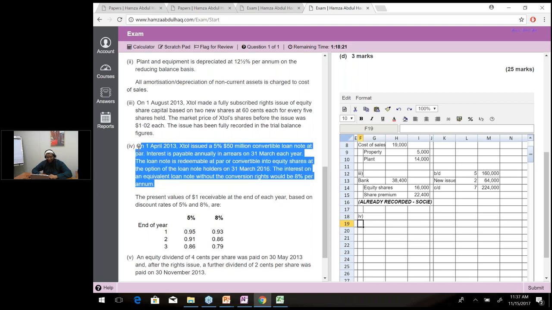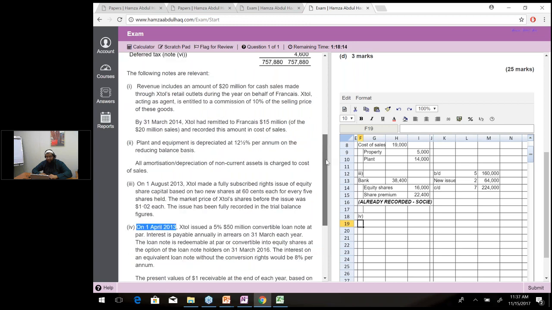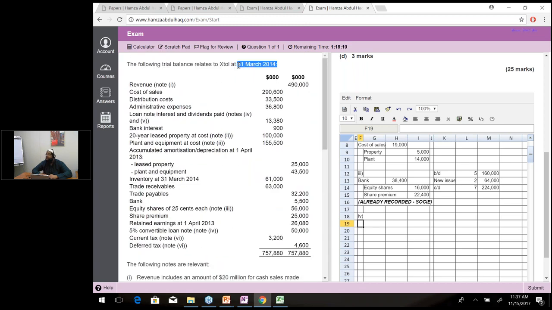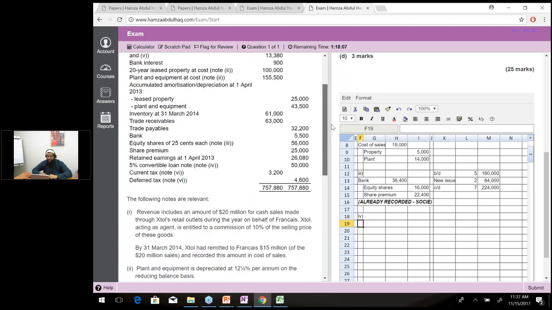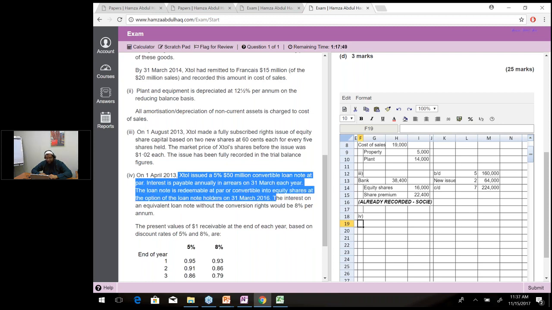So adjustment number 4. The question says that on 1st April 2013, which is the date of the start of the year, and the year end is 31st March 2014. So the question is talking about the start of the year. On the first day of the year, Extol issued a 5% $50 million convertible loan note at par. Interest is payable annually in arrears on 31st March each year. The loan note is redeemable at par or convertible into equity shares at the option of the loan note holders on 31st March 2016.